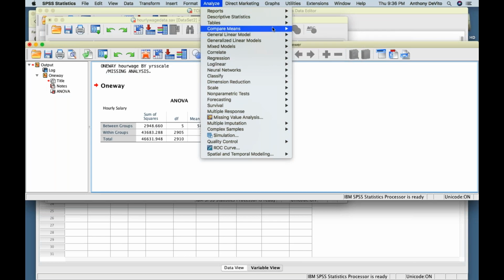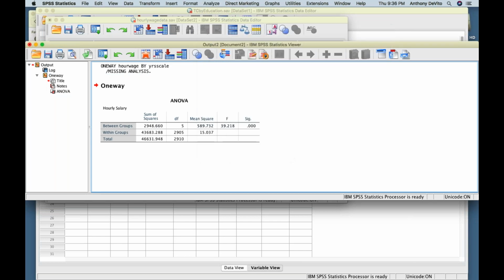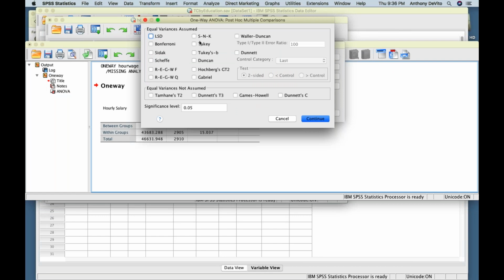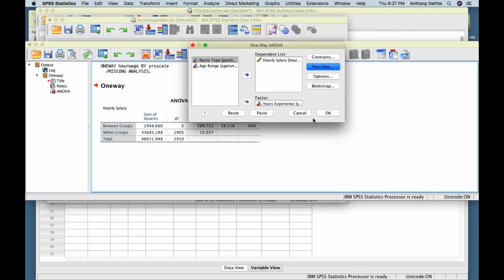Compare means, analysis, one-way analysis of variance, and then this time I'm going to click into post hoc, and I'm going to choose typically Bonferroni, Tukey, or LSD. I'm going to choose Tukey. Okay, that's a relatively conservative test. I'm going to click continue.